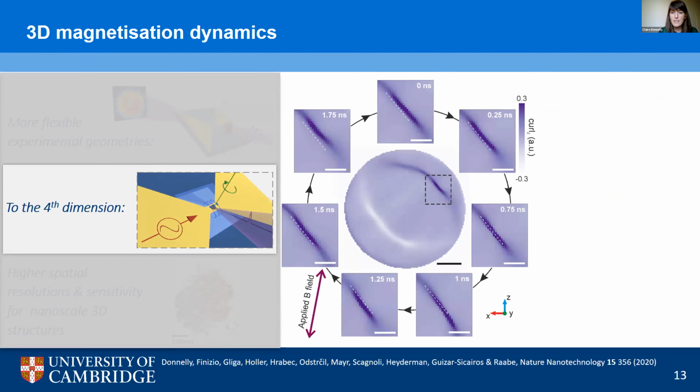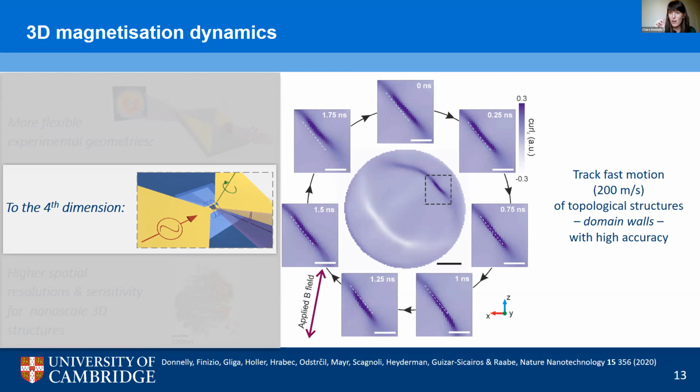And when we plot the position of the vortex with respect to a reference position, we can actually track this very nicely and determine that the domain wall was moving at approximately 200 meters per second, which was a very nice demonstration of tracking a topological object and measuring its dynamics.